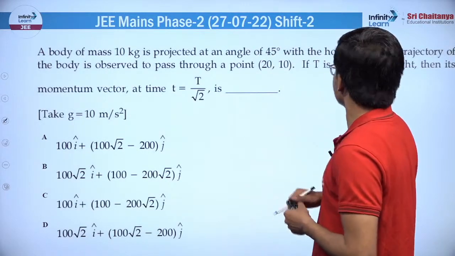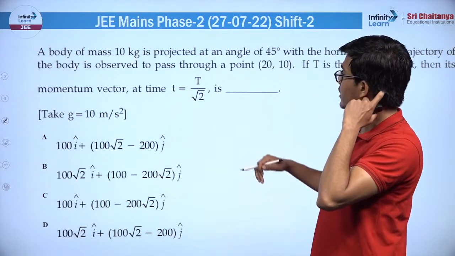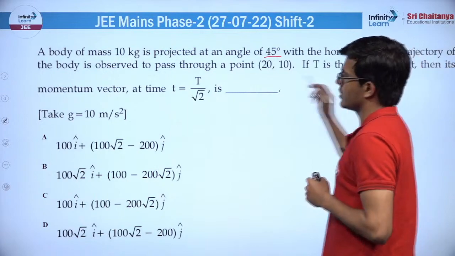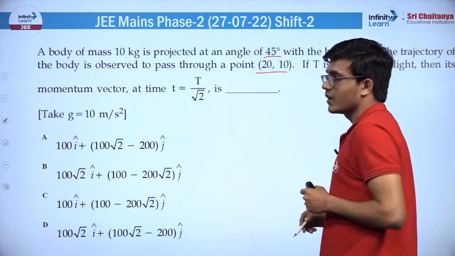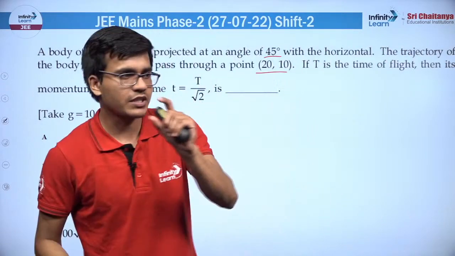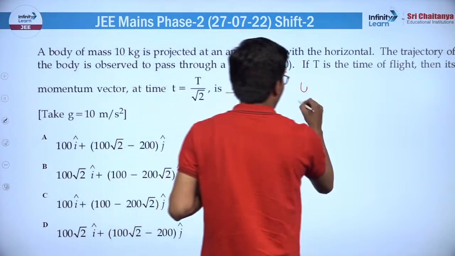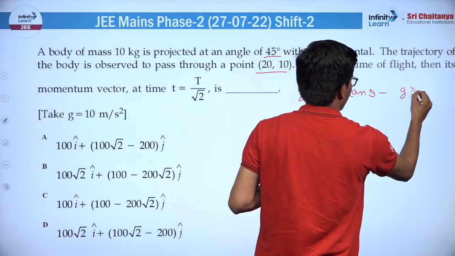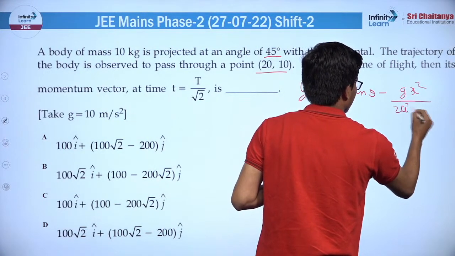So we have to find the momentum vector. Again a good question. A mass of 10 kg is projected at an angle of 45 degrees with the horizontal. The trajectory of the body is observed to pass through this point. So if you have a point on the trajectory, you can apply the equation of trajectory for projectile motion, which is given like this.